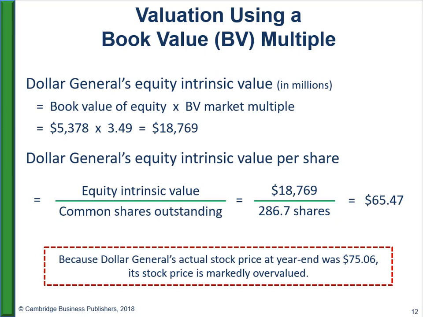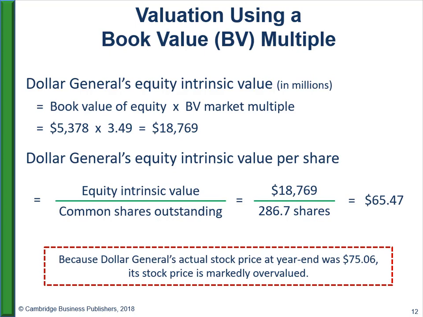And in this instance, that average gives us an equity value of $18 billion. Divide that by shares outstanding to compute a share forecast of $65.46. And then our authors note that because Dollar General's actual stock price at the year end was $75, its stock price is markedly overvalued.